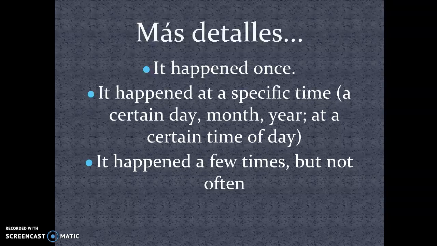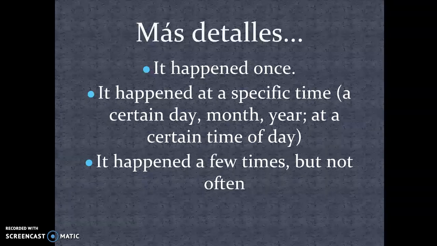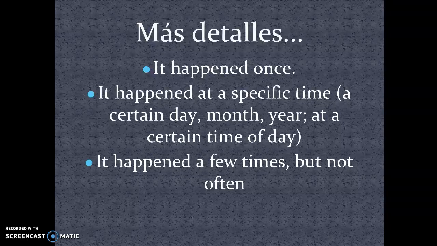You can also use el pretérito to talk about things that happened a few times but then stopped happening, or something that happened a few times but not often, really just once in a while. What you should do now, pause el video brevemente, pause the video briefly, and complete the tres ejemplos on la primera página.